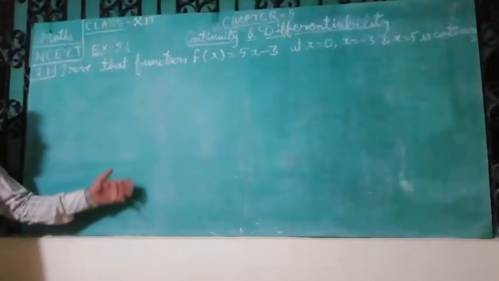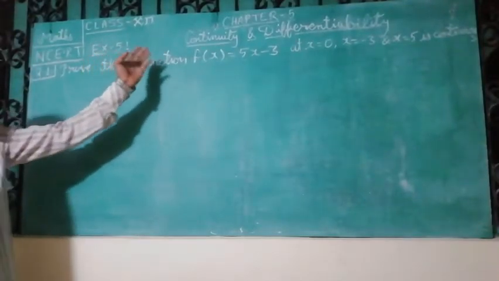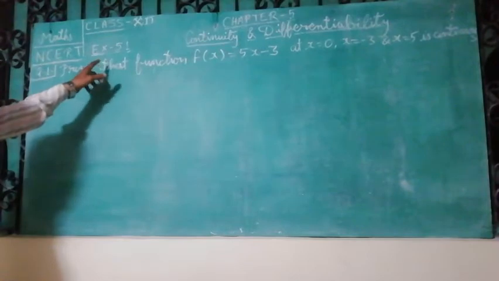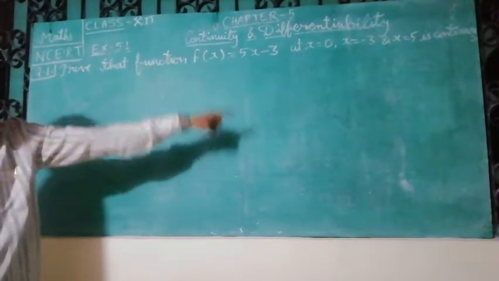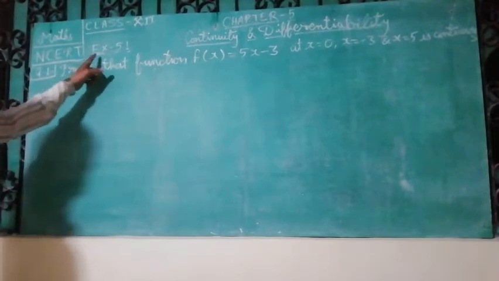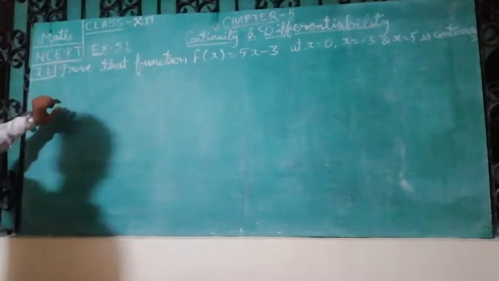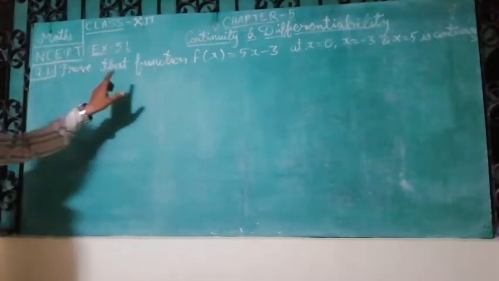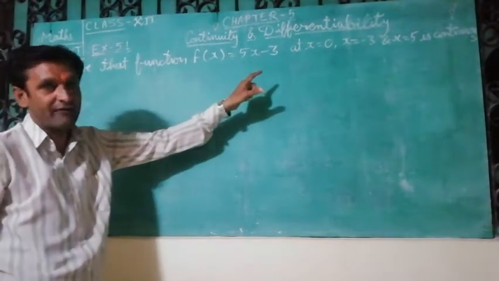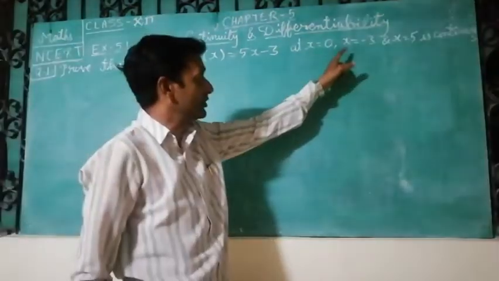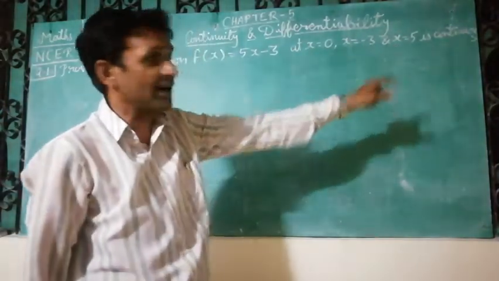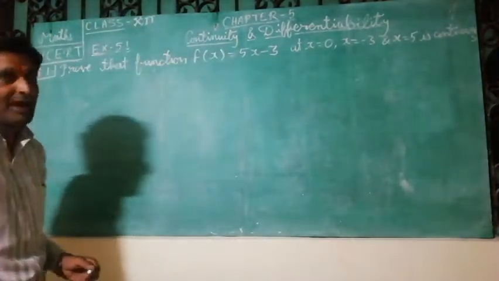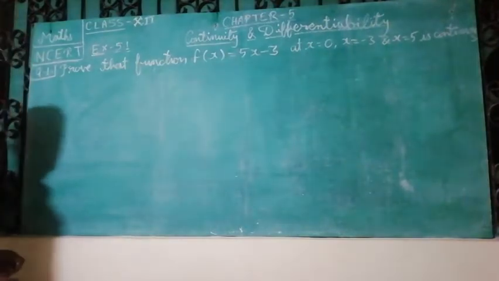Students, today we are going to start chapter 5 of Class 12 mathematics, and the topic's name is continuity and differentiability. We are discussing Exercise 5.1 of NCERT. It is the first question. Prove that the function f(x) = 5x minus 3 is continuous at x = 0, at x = minus 3, and at x = 5. So how to apply the continuity test, I am explaining to you.